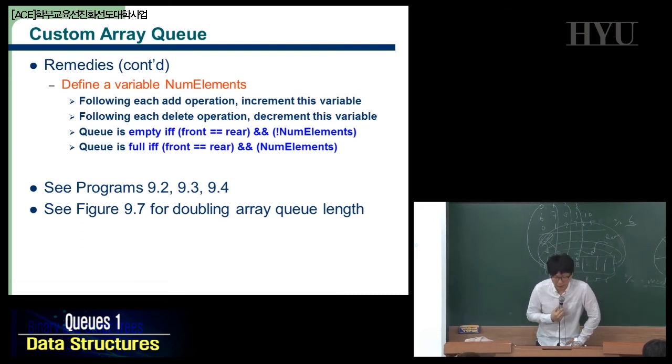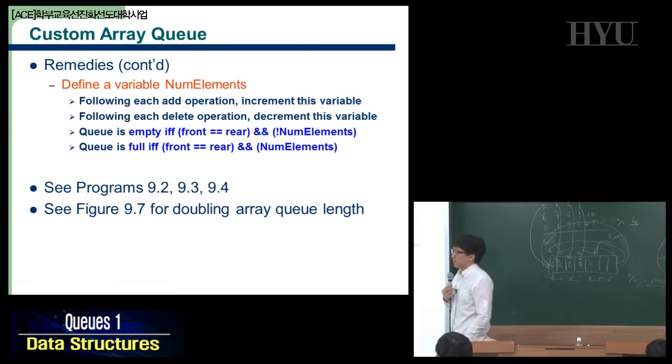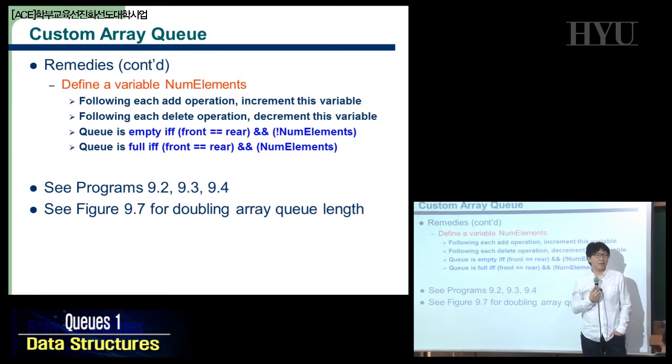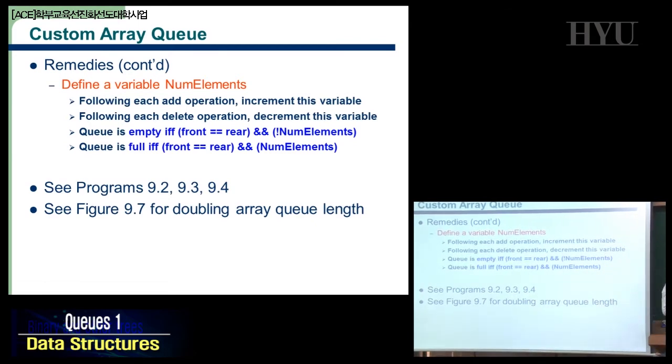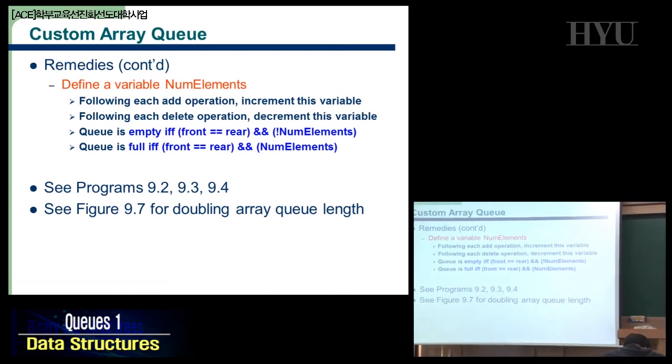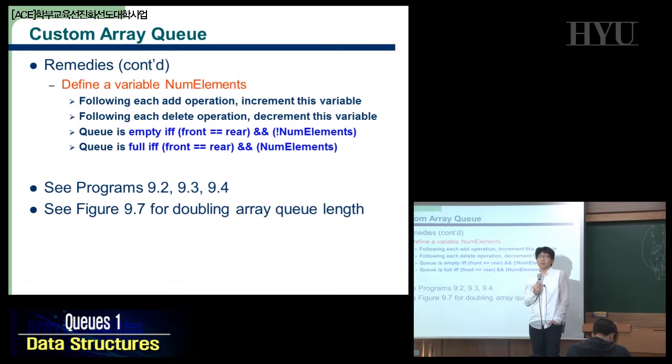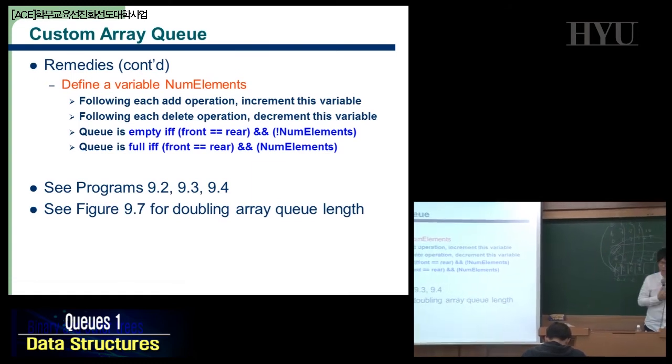What we discussed here is nicely described in programs 9.2, 9.3, and 9.4, which are exactly the same as the text and the slide. See figure 9.7 for doubling array queue length. Doubling the array queue length is also an extra operation. You have to declare another array with double the size of the current array, and then copy the elements into the new array, which has time complexity and space complexity as well. Okay?